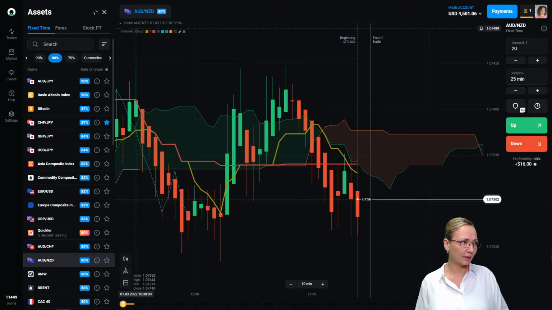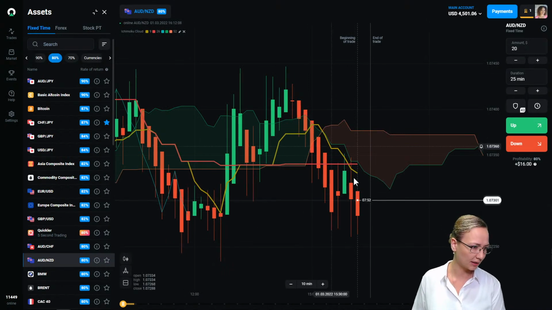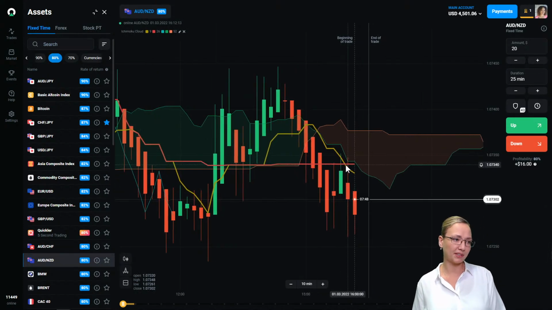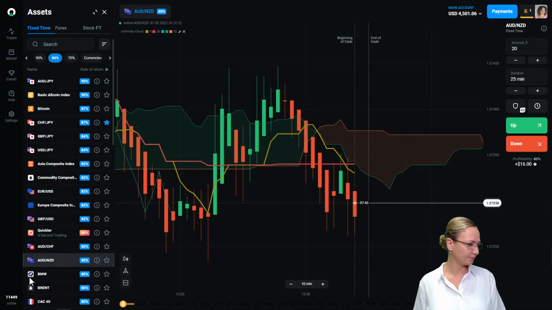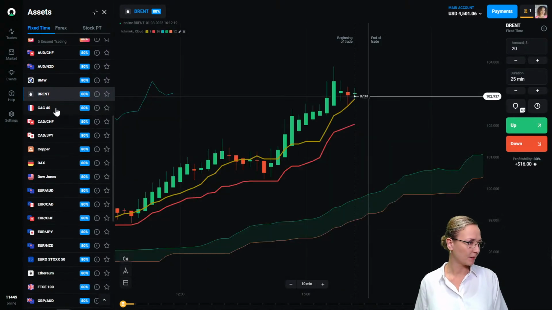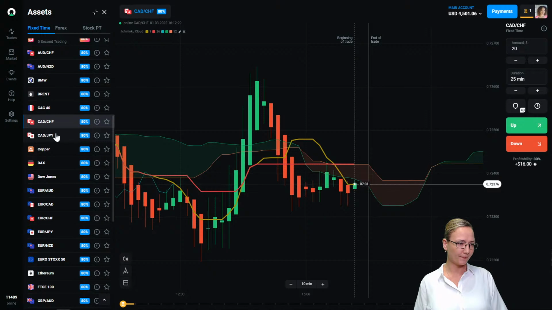Alrighty, let's keep looking. AUD and NZD, I mean, the Australian dollar is just not moving. It just does not look good to me. Okay, no worries. We'll just keep looking. Brent, or fabulous Brent, $102 per barrel. My goodness gracious. Alrighty, CAC 40. Again, I just don't like these candles.